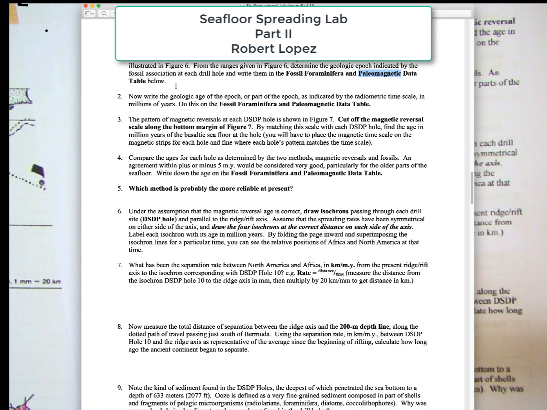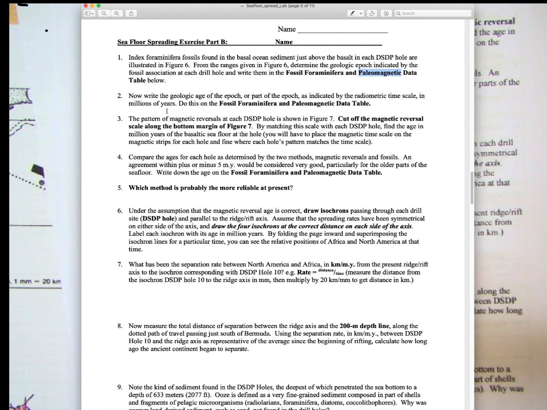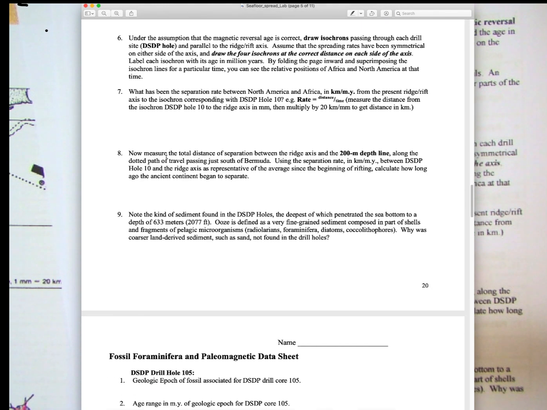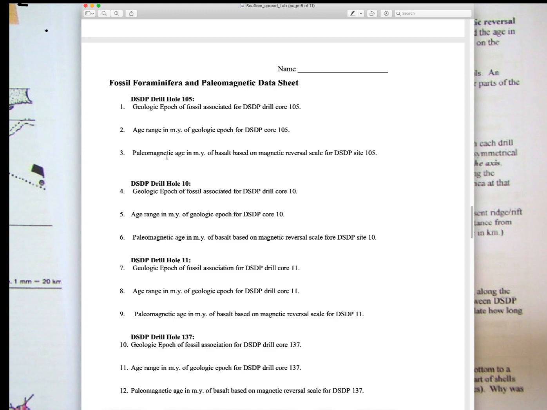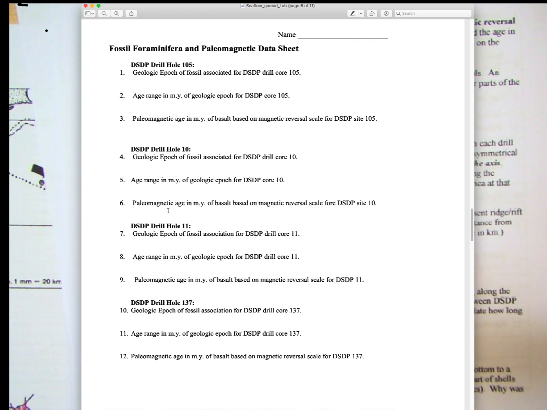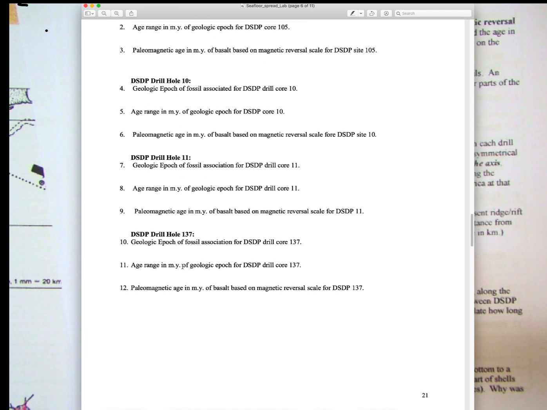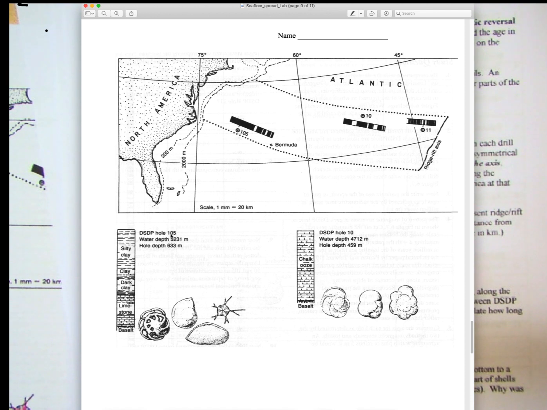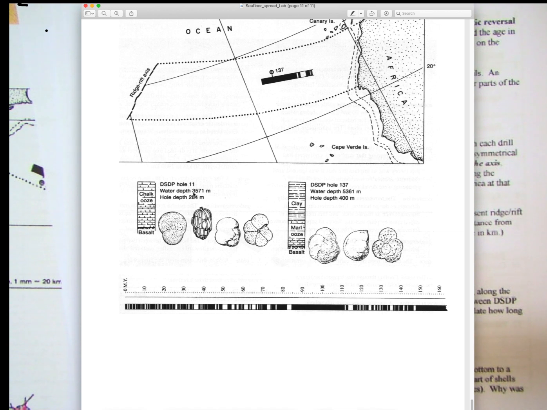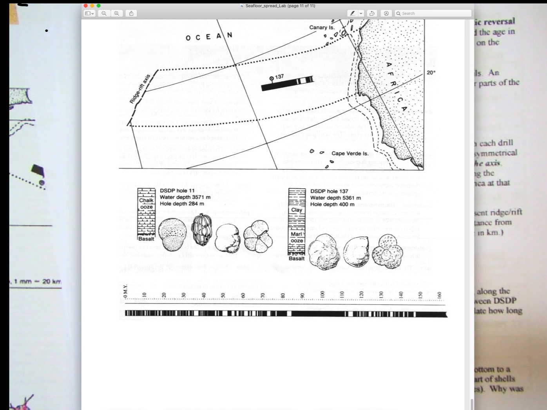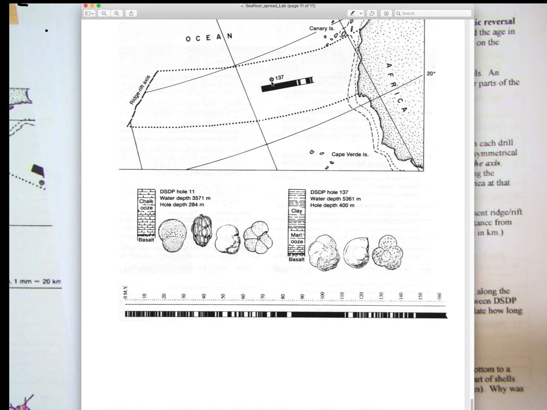For this fossil foraminifera data table, we're going to be filling these out with the information. So that's what this 1 through 4 is showing, and that's this data table here. You'll see that we're going to look at this drill core: drill hole 105, drill hole 10, drill hole 11, and drill hole 137. So here's drill hole 105, drill hole 10, and then on the next page is 11 and 12. And note that at each of these, for example, this drill core 137, they drilled right here.